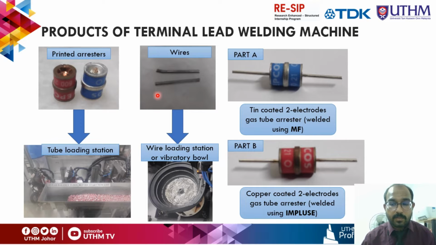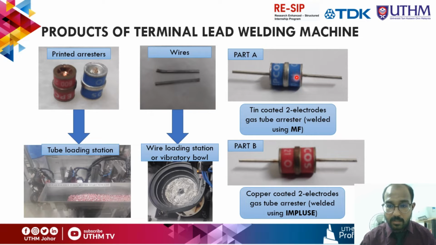The raw materials that will be inserted into the machine are the printed arresters and the wires. The printed arresters will be loaded into the tube loading station, and the wires will be put into the wire loading station, or the vibrating ball. So this is the end product of the machine.